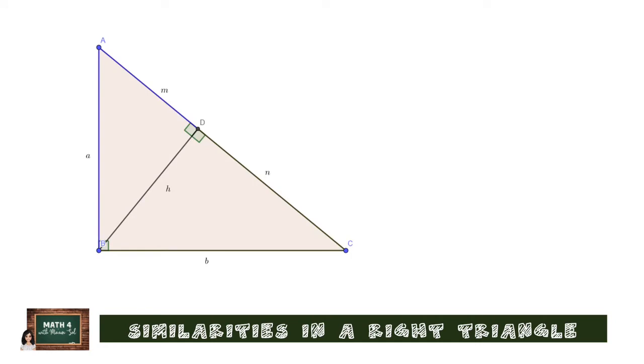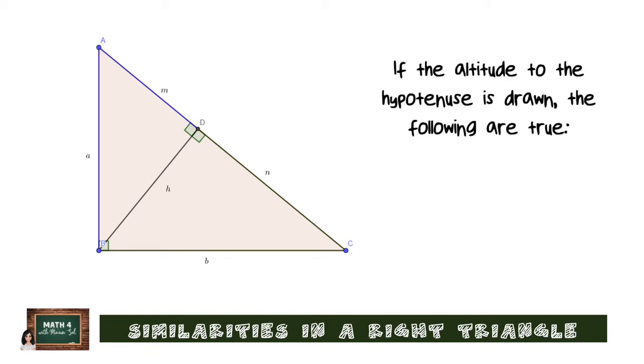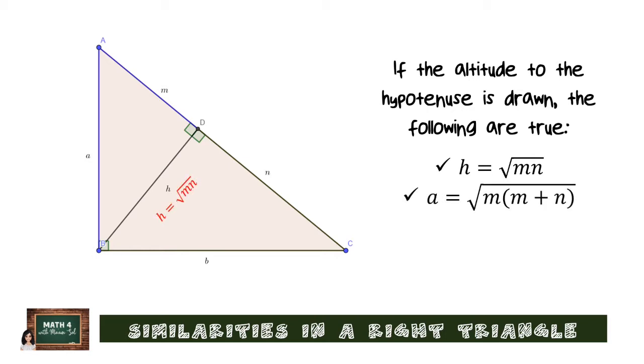From our class discussion, we know that if in a right triangle, the altitude to the hypotenuse is drawn, the following derived geometric means are true. First, the length of h, the altitude to the hypotenuse, is equal to the square root of the quantity m times n. Second, the length of leg A is equal to the geometric mean of the segment of the hypotenuse adjacent to it and the hypotenuse itself, or in our equation, we say that A is equal to the square root of the quantity m times the quantity m plus n.